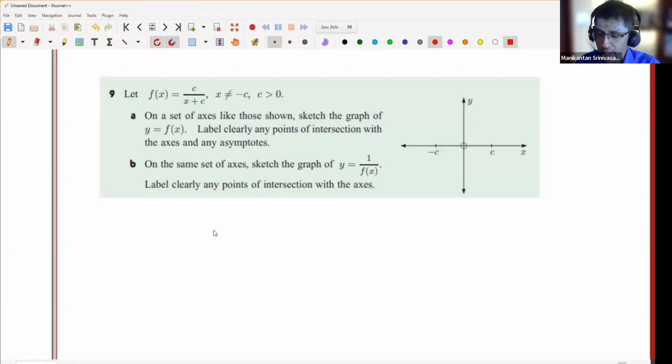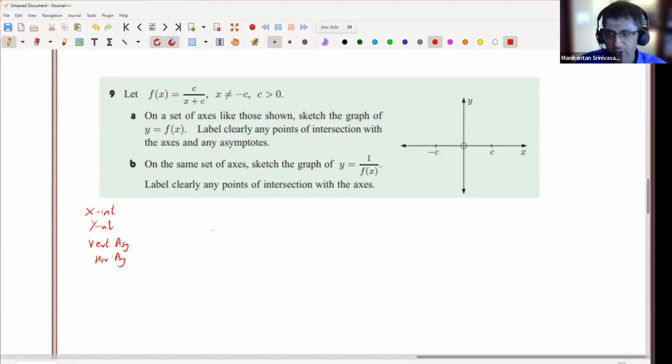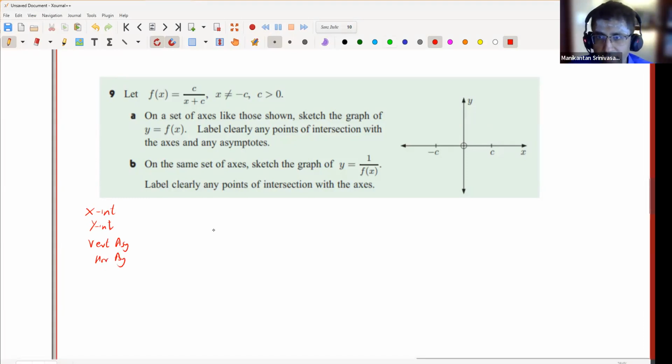Okay, so what are the main points of sketching any graph? What is the x-intercept? What is the y-intercept? As in, where does it cut the x-axis? Where does it cut the y-axis? Any vertical asymptote? Any horizontal asymptote? Right? These are the 4 things. Let's do one at a time.